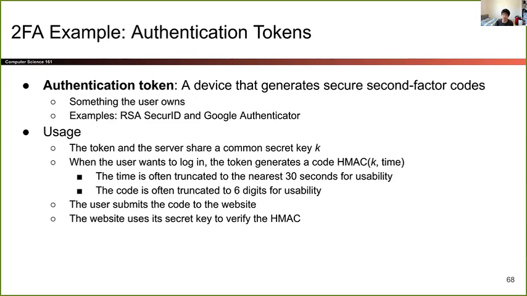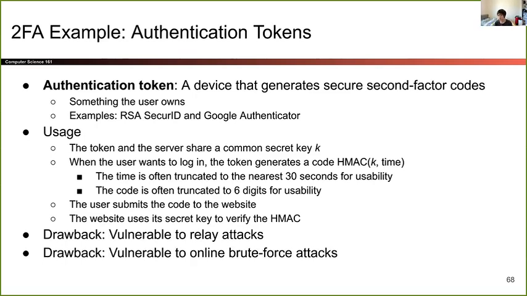because only, in theory, only the user has access to that key to generate the HMAC. Unfortunately, this is vulnerable to that relay attack earlier because if the attacker receives this one-time code that's generated every 30 seconds, then the attacker can just forward it on to the website. It's also vulnerable to online brute force attacks. So for some websites that don't have safeguards set up, because it's often truncated to 6 digits, there are only a million possibilities for the attacker to try. And for certain cases, this might be small enough to brute force and just get past that 6-digit code.